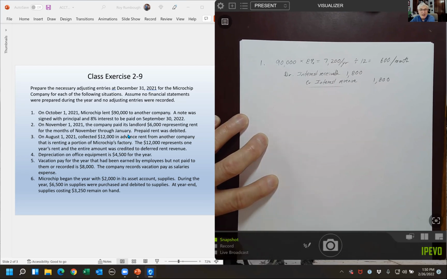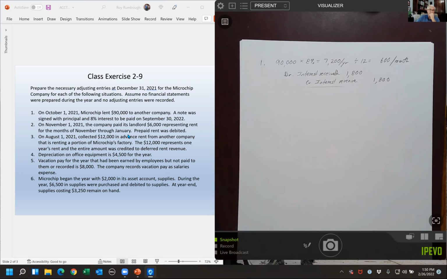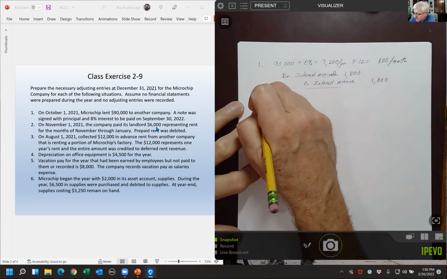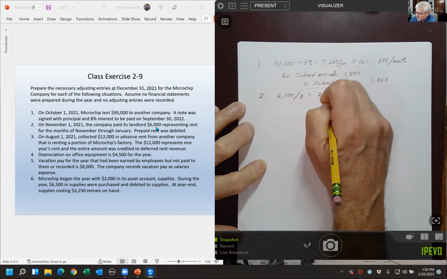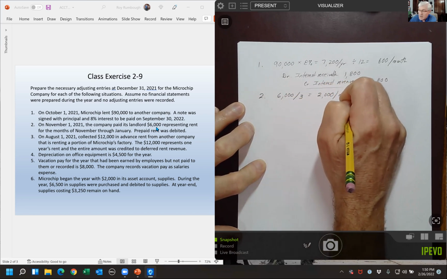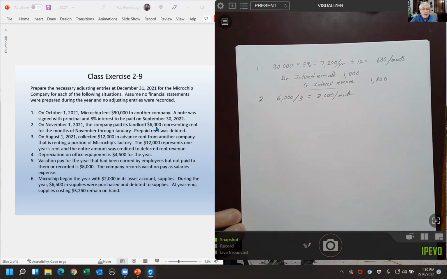All right. Now, the company paid its landlord $6,000 for the months of November, December, and January. So how many months did they pay for? I'm going to follow my same process. 6,000 divided by 3 months. So this rental is costing us, because we are the lessee, we're renting it from the landlord, $2,000 per month.